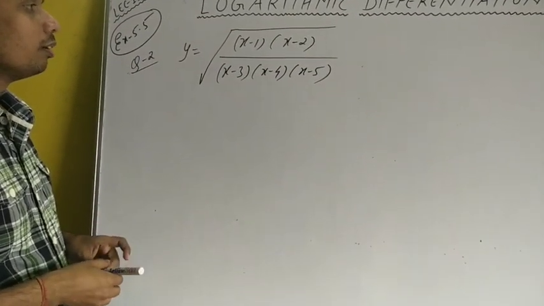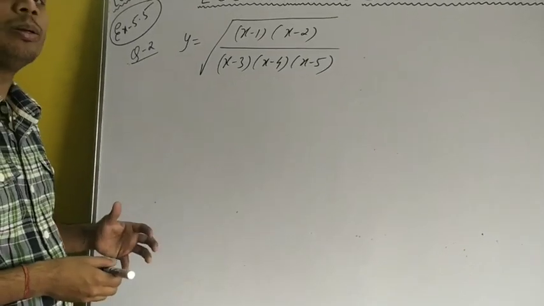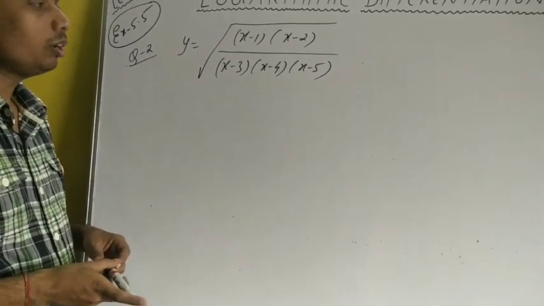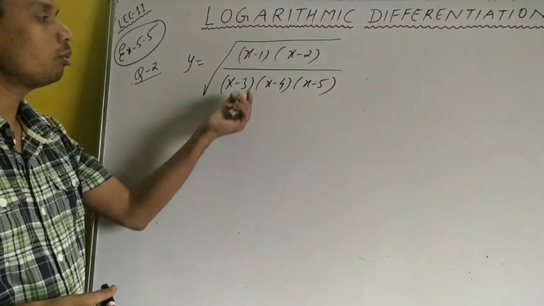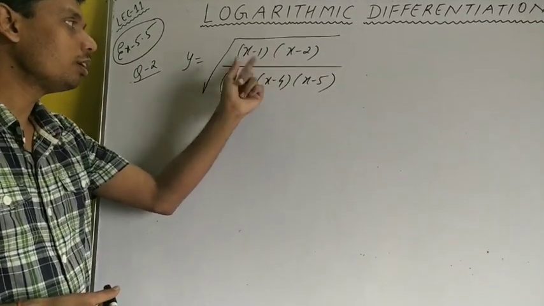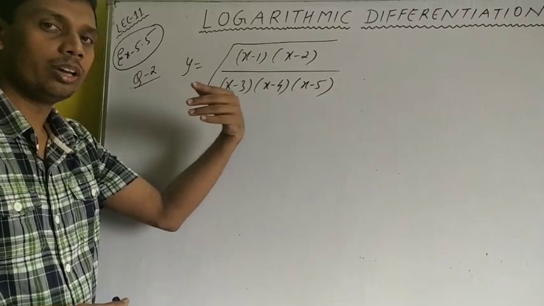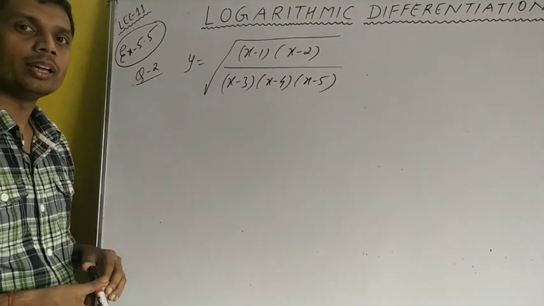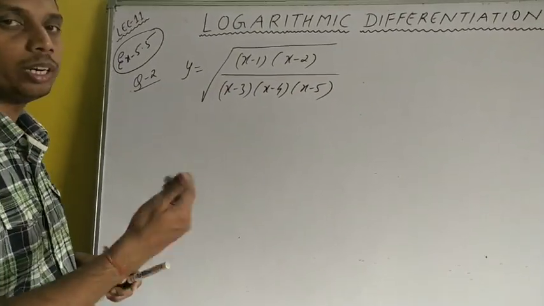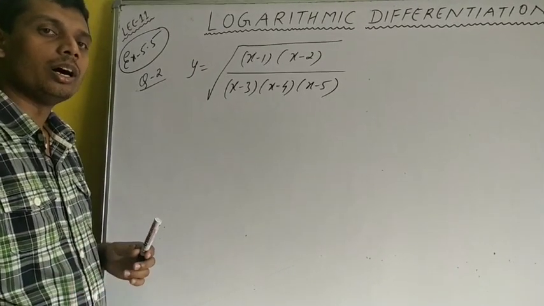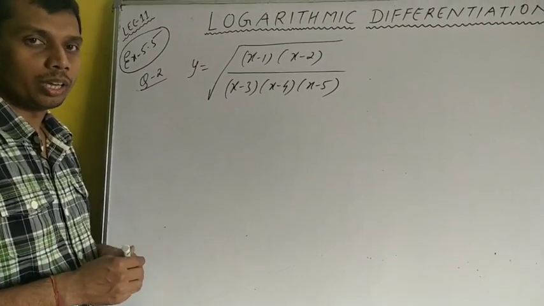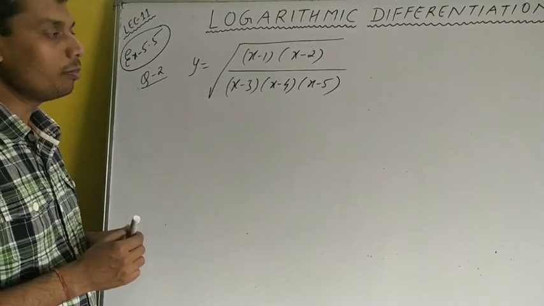Now see, if we proceed applying the chain rule, the differentiation of root x will be 1 by 2 root x, and then we have to use the u by v rule, and there is also u into v. The numerical will be very lengthy if we proceed in that manner. But at the same time, if we proceed by applying log on both sides, the calculation part will become easier.